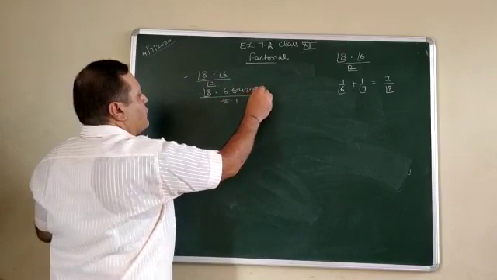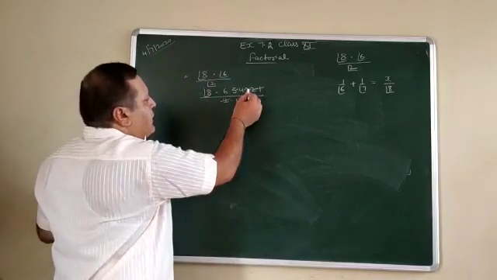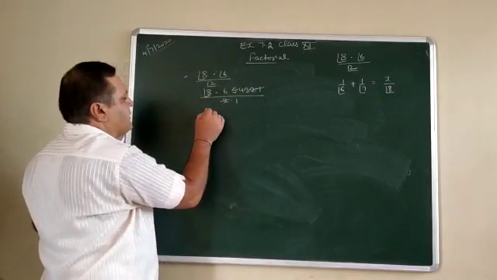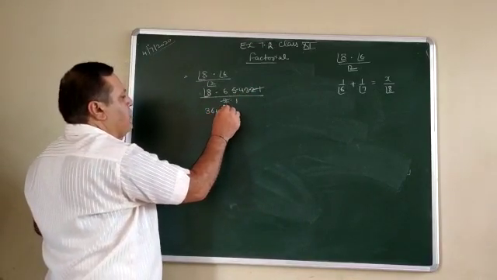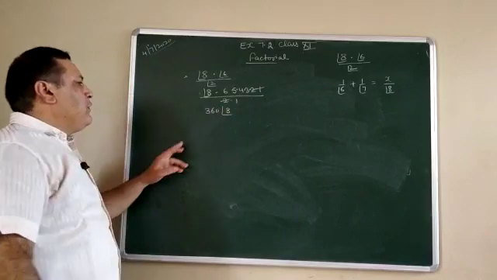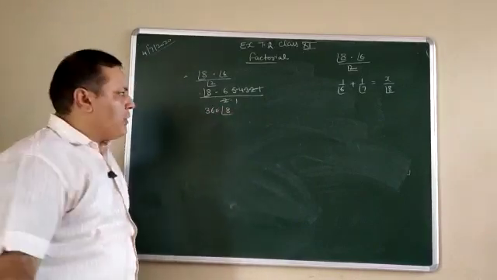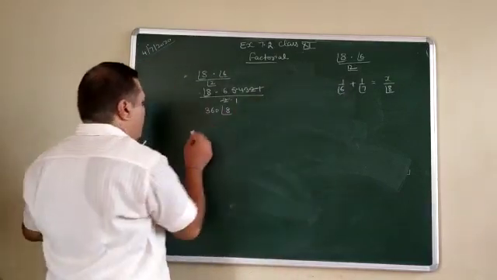Now this 2 and 2 get cancelled. What is left? 3 into 4, 12, 12 into 5, 60, into 6, 360. Your answer is 360 into 8 factorial. Or if you want to open the factorial, you can open 8 factorial. Now let us discuss one more question.